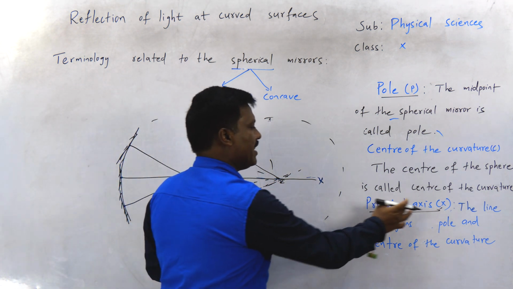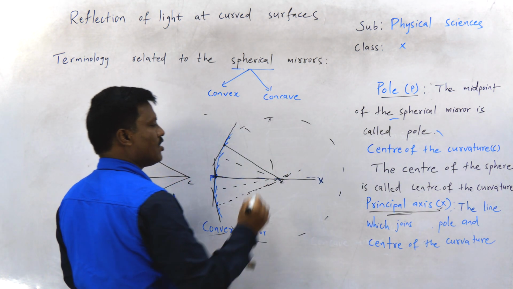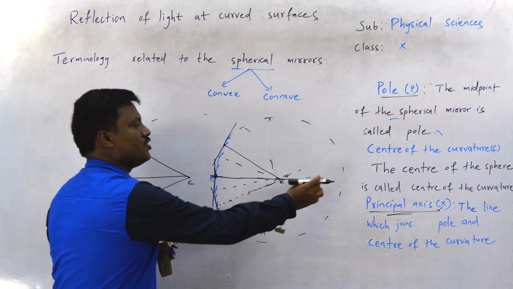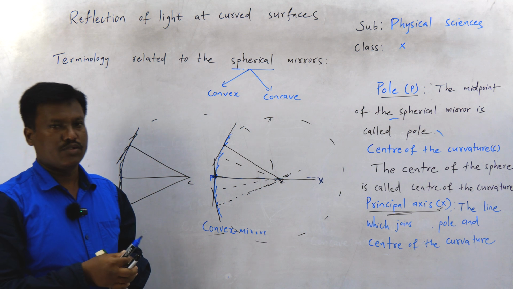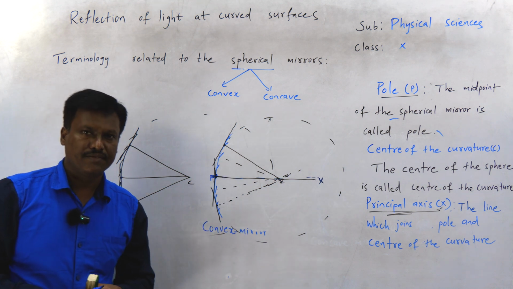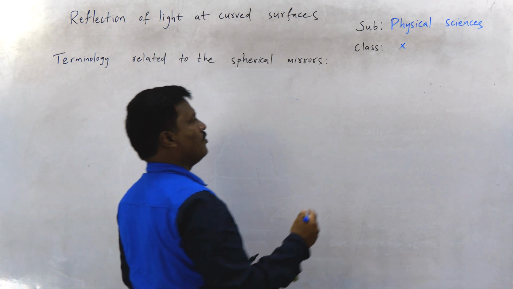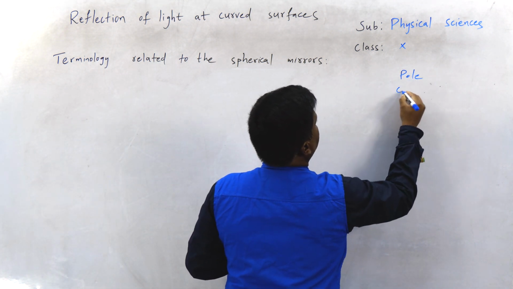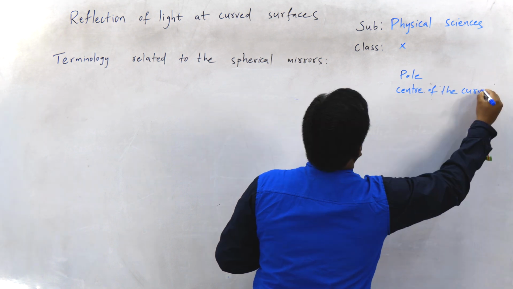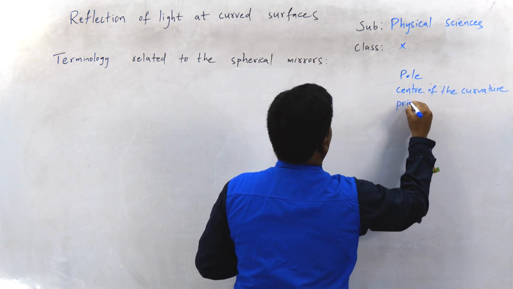Next, principal axis. The line which joins the pole and center of the curvature is called the principal axis. Usually it is denoted by X. Please note down these definitions. So till now we have discussed pole, center of the curvature and principal axis.